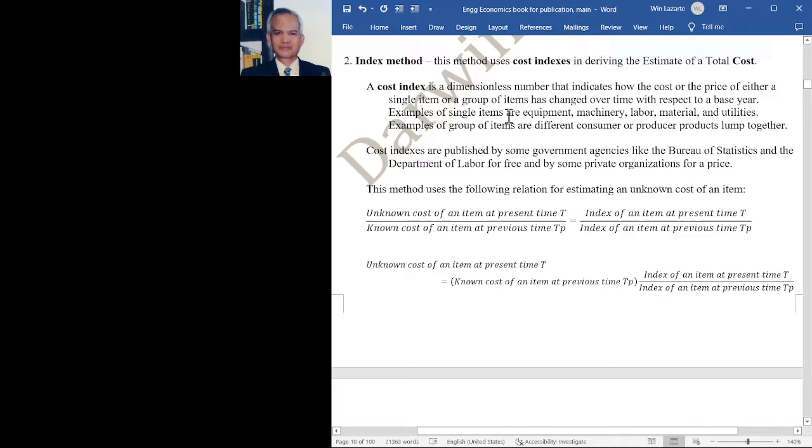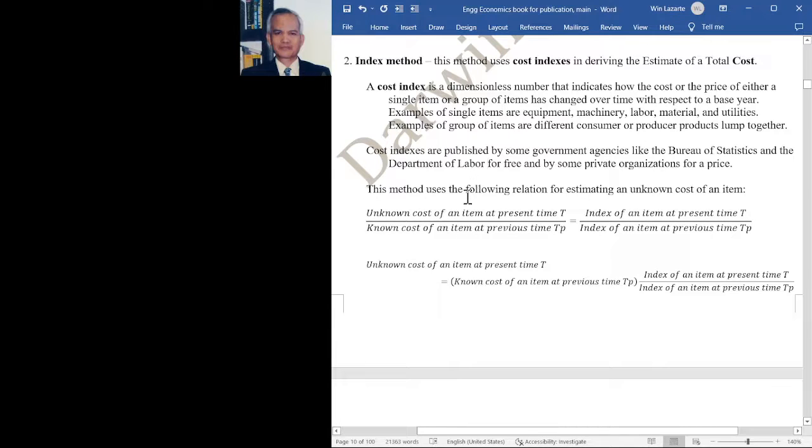Examples of single items are equipment, machinery, labor, material, and utilities. Examples of group items are different consumer or producer products that are lumped together. Cost indexes are published by some government agencies like the Bureau of Statistics and the Department of Labor for free, and by some private organizations for a price.